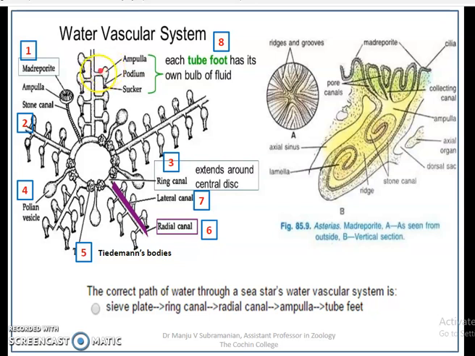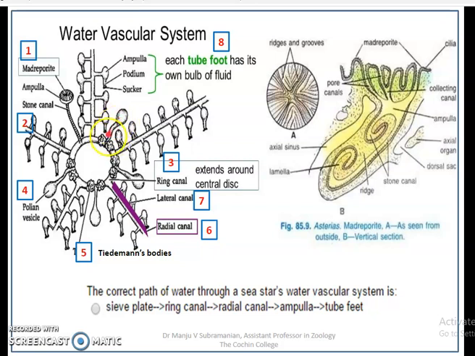Apart from these structures, on the ring canal you can see the Tiedemann bodies. These are the racemose-shaped Tiedemann bodies, and also the Polian vesicles. These Polian vesicles are flask-shaped, contractile structures which help to store seawater and also help maintain the hydrostatic pressure inside the system by quickly emptying the water.